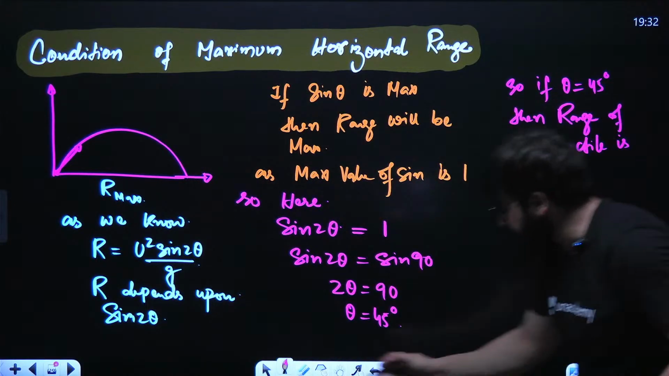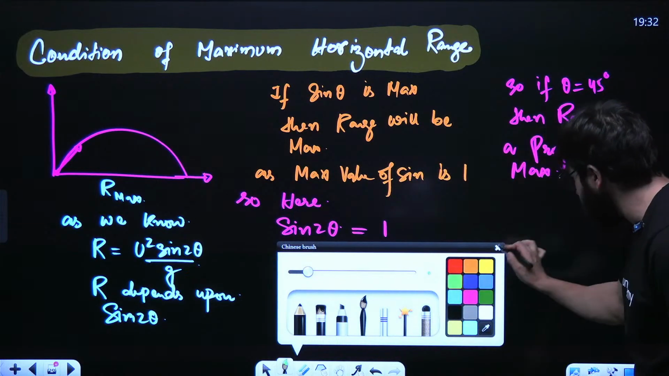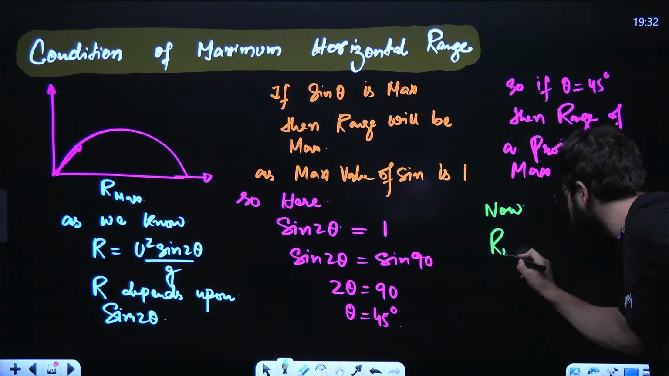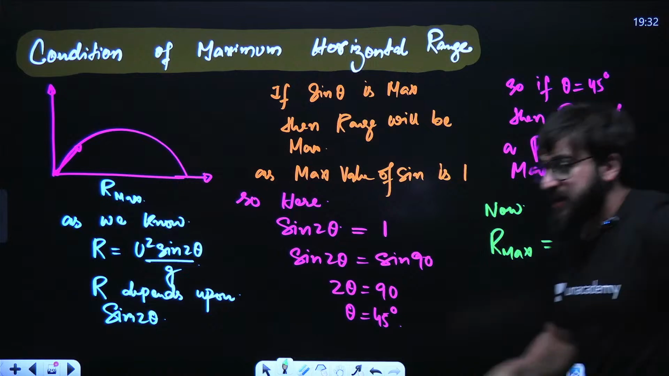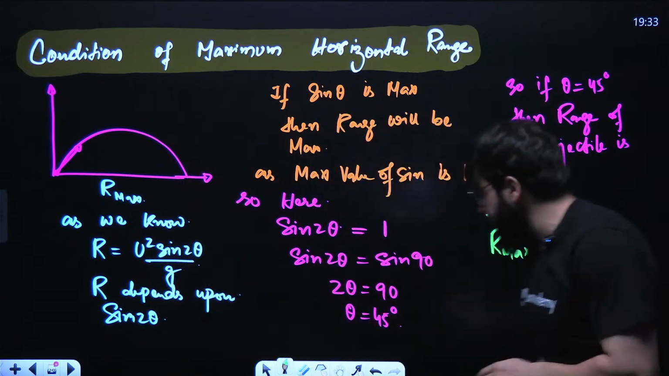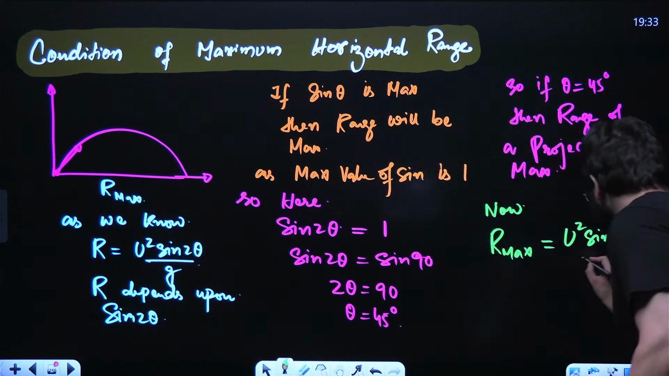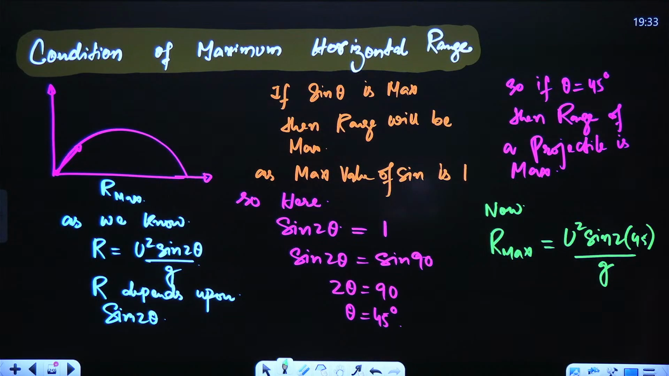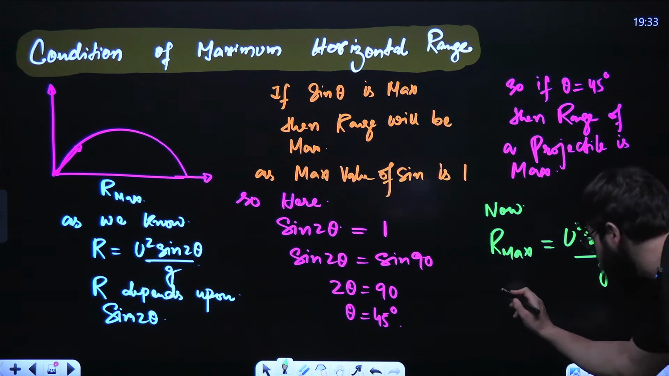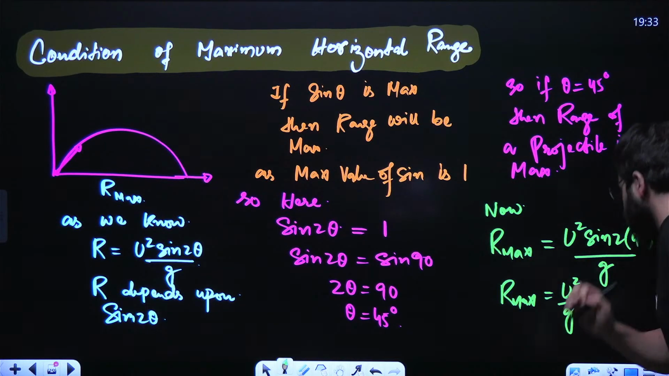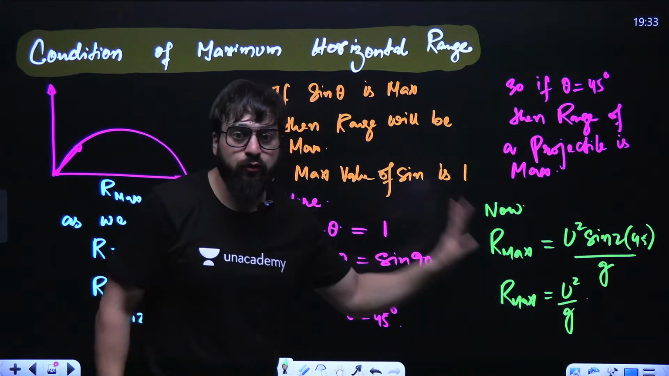Sir, how much is that maximum range? Could you please tell us what is the maximum range? Now guys, see. I can say R max, I'll write over here, that is u square sine of 2 theta. So I'll write u square sine of 2 into theta, put the value of theta as 45 over here, because at 45 range is maximum, divided by g. 2 into 45 is 90. Sine 90 is 1. So maximum range, R maximum, will come out to be u square divided by g. So this is the value of maximum range.